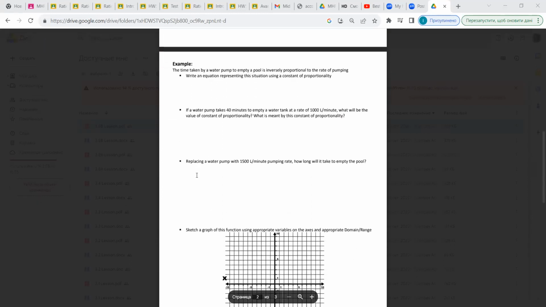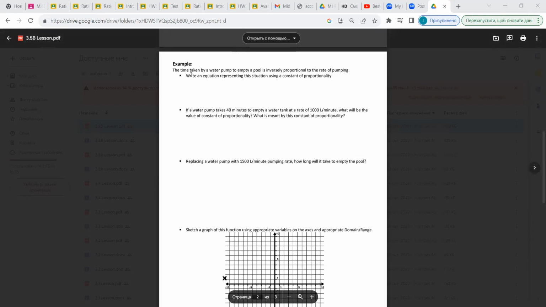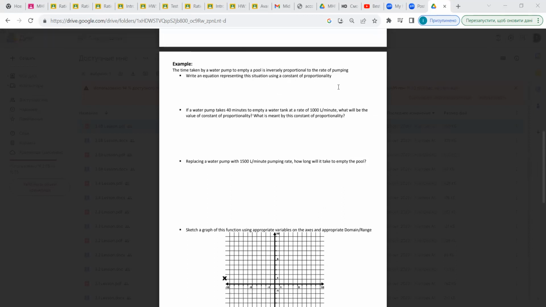And let's take a look at example number 2. The time taken by a water pump to empty a pool is inversely proportional to the rate of pumping. Write an equation representing the situation using a constant of proportionality.